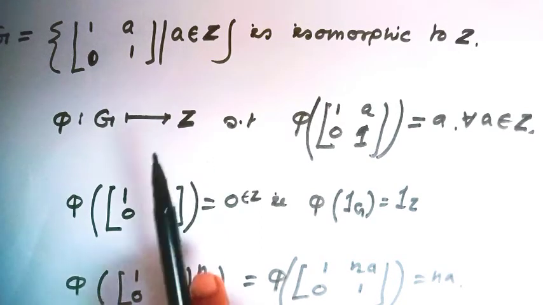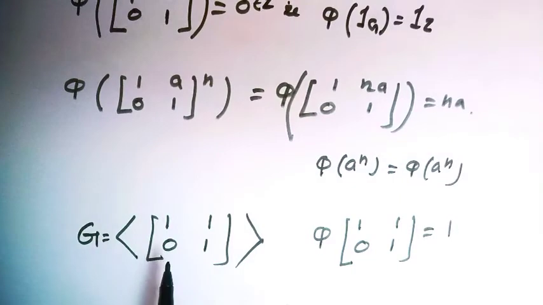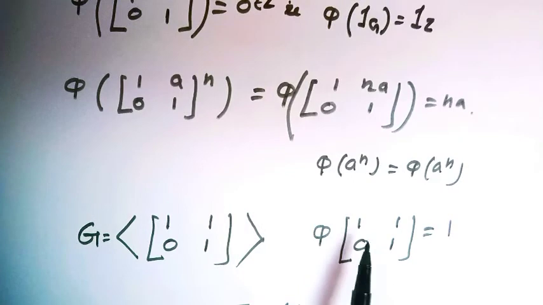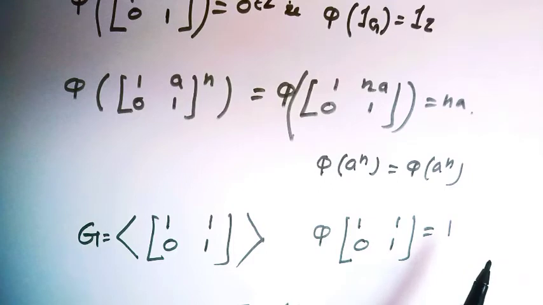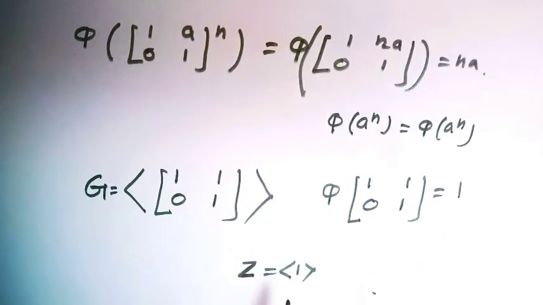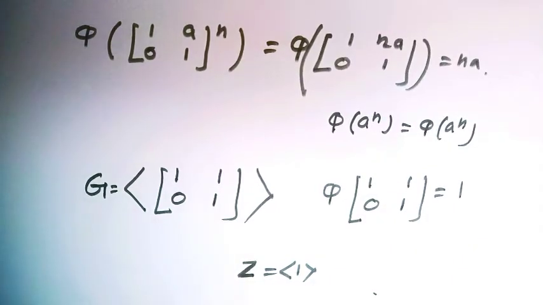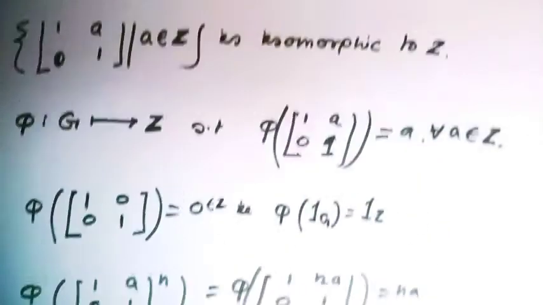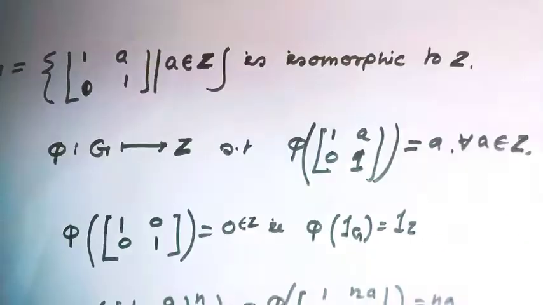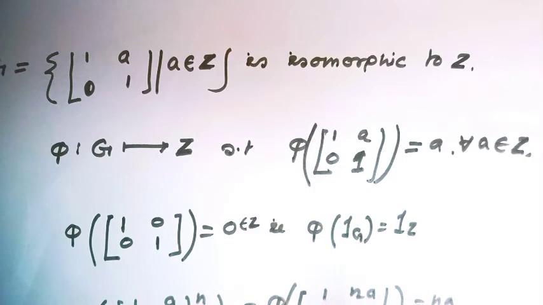Because in isomorphism, the commutative property is an if and only if condition. And all of us know capital G is generated by this matrix, and phi of [[1, 1], [0, 1]] equals 1, and since the set of integers is generated by 1, here also a generator maps to a generator. So all properties of isomorphism are satisfied here. Okay, are you getting how every property of isomorphism will be satisfied if the groups are isomorphic?